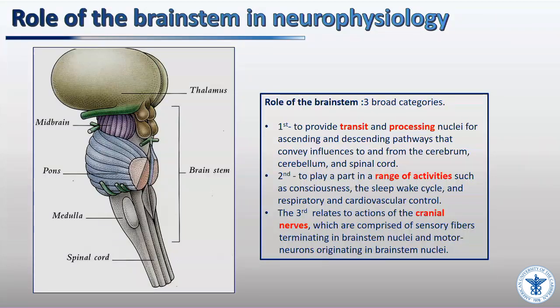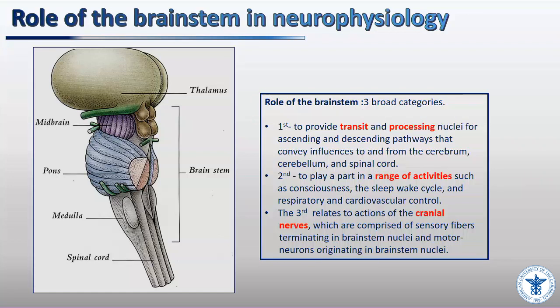Now, if you look at the neurophysiology of the brainstem, there are three important functions that it has. We just touched upon this a little bit. So it transits or relays information. It does some amount of processing. That's with the cranial nerves and other stuff.